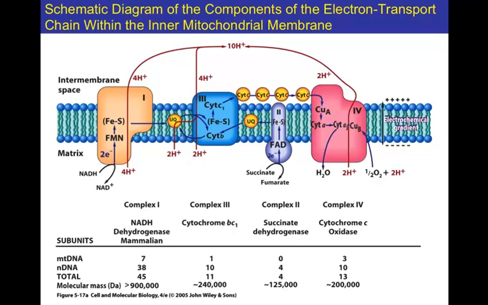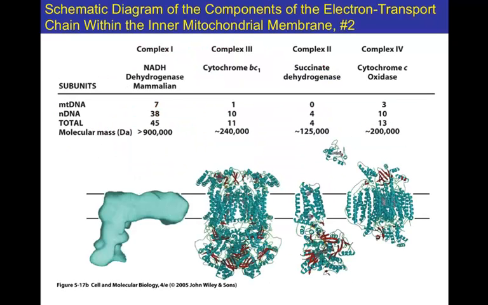This is a schematic diagram of the components of the electron transport chain within the inner mitochondrial membrane. Take a few seconds and you can look at it. This is another schematic diagram of the components of the electron transport chain within the inner mitochondrial membrane. It's simply rendered in a different way and gives you some different information, but it's basically the same thing.